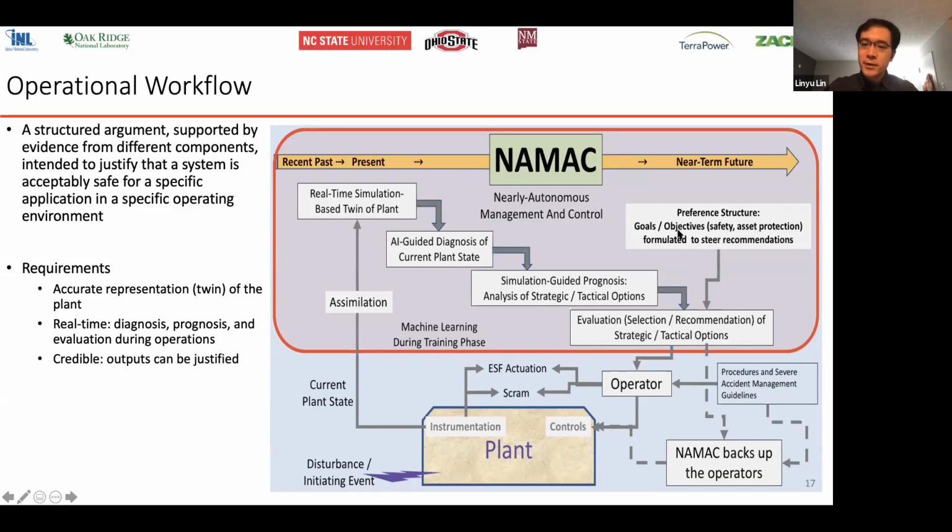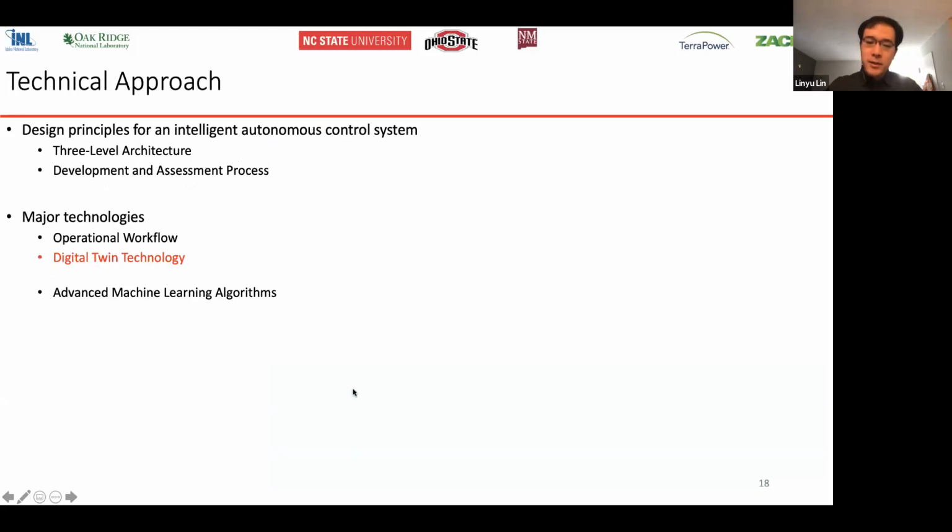That preference is stored in a so-called preference structure. For example, it assigns weights between safety and performance of the reactor. That basically represents our preference in maintaining reactor safety or keeping the reactor operating. After the evaluation model finds the optimal strategy, that will be fed to the operator, who will decide whether to take that recommendation and inject it to the plant, or reject the recommendation and take their own action. So that is a brief explanation about the operational workflow.